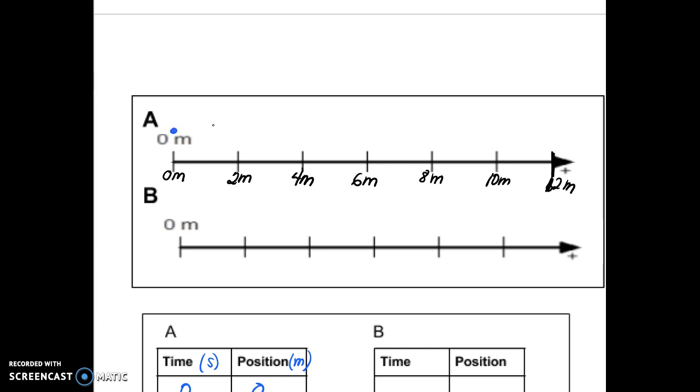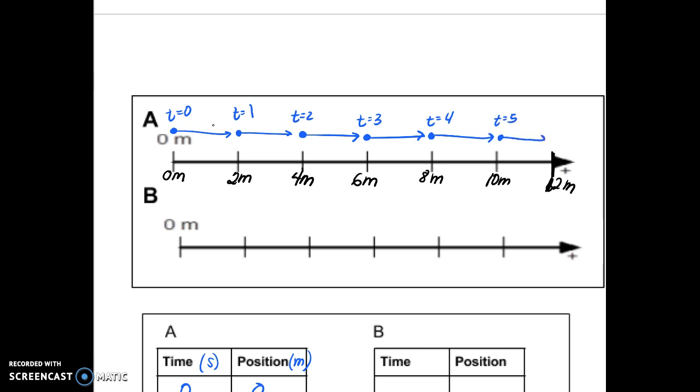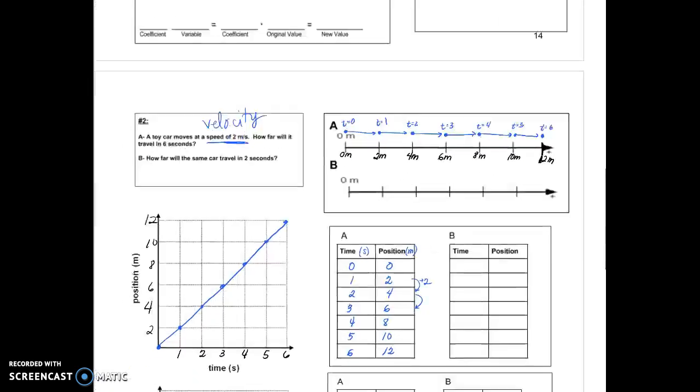Okay, started at 0. And it moved and it landed at 2 after 1 second. After another second, went to 4, another second, moved 2 meters, so now it's at 6. Another second, went to 8 meters, so now that's 4 seconds. So now another second went 2 meters. And it moved for 6, and so this is where it's located after moving for 6 seconds.